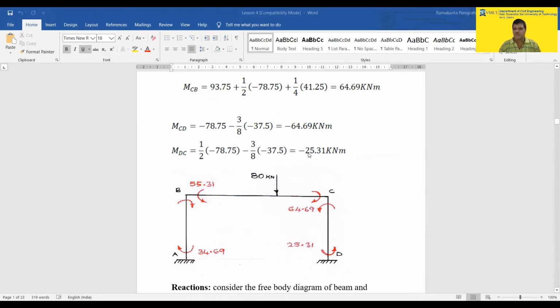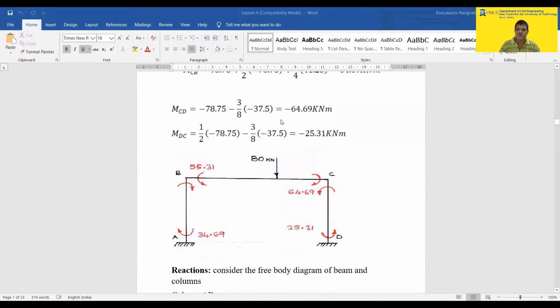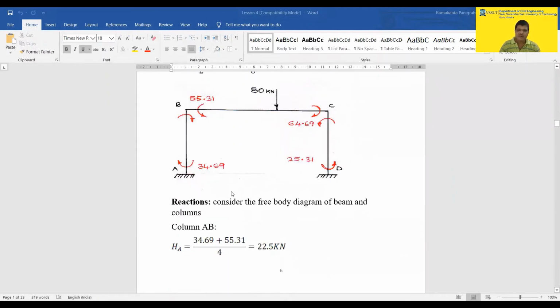So this is the routine work. Once you find the theta B, theta C and delta values, then it is up to the calculations to find the value of the moments. Once you find the moments, you draw the moment diagram. Now, what are the moments acting at different ends, so that we can analyze each span AB, BC, and CD to find out the reactions. And also you can draw the bending moment diagram, and you can find the horizontal reaction, let's say XD, and we can find the bending moment diagram. Now see here, MAB is minus 34.69.